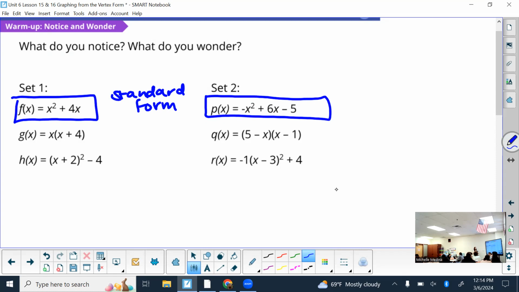All right, table 3, give me another notice or wonder. All right, all of the equations have x's. Any others, table 3?